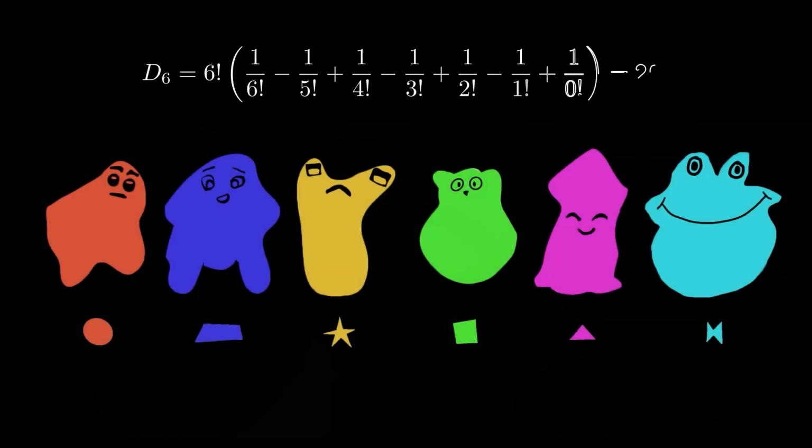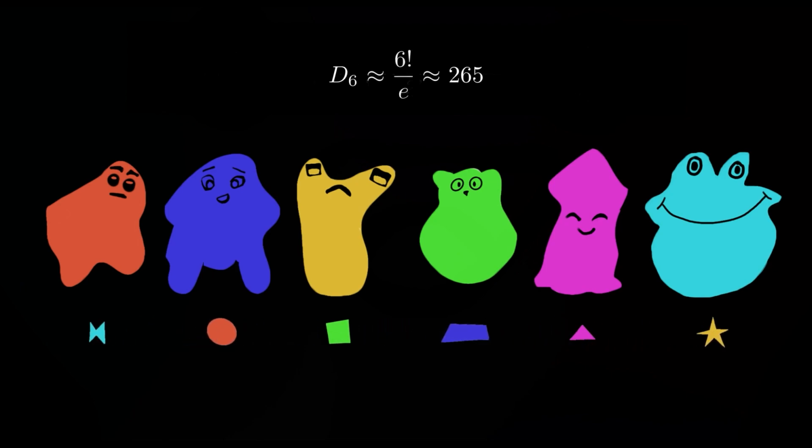So back to the question, by substituting 6 into the formula, we know now that there are 265 ways that the blobs can exchange gifts. And now the little blobs are happy.